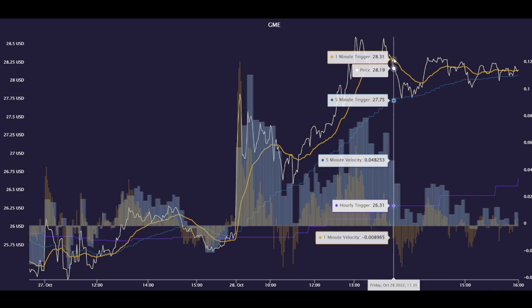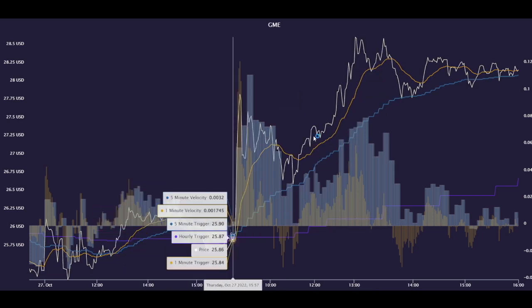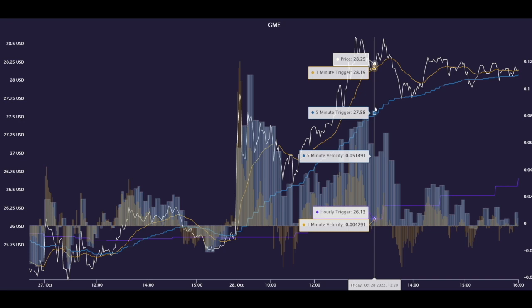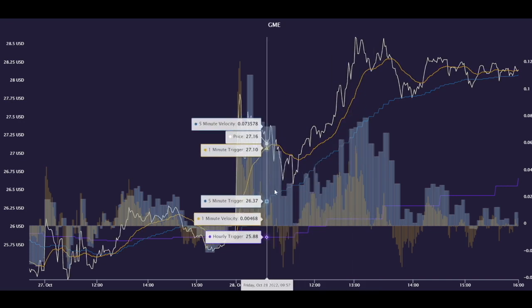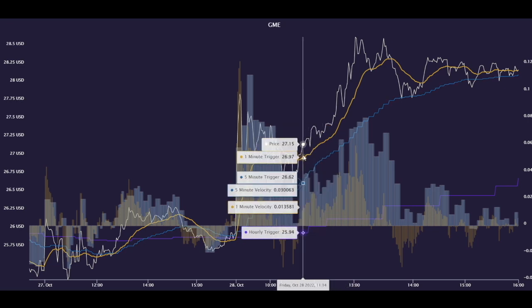And although it maybe wasn't the top for the day, price did make another bounce. We bought them yesterday down here, so still really good profit. So again, these are all the ways you can get out of your position. You can use the 5-minute trigger as your ultimate stop loss.